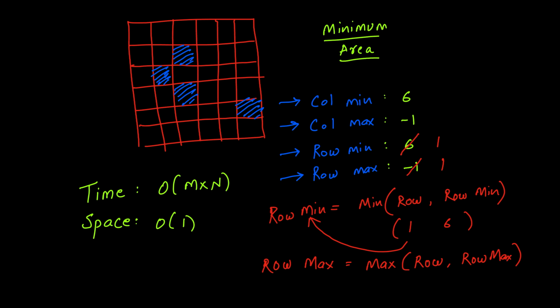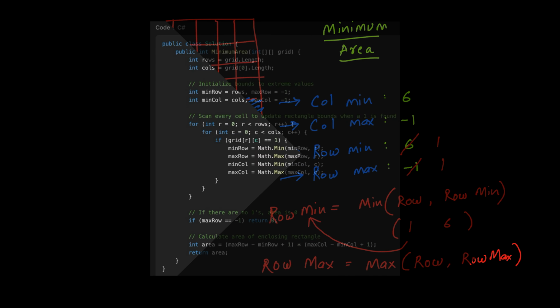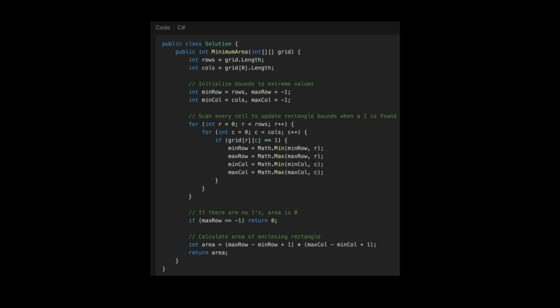Let me show you how we can implement this using C#. In this C# implementation, I've initialized four variables to record the minimum row, maximum row, minimum column and maximum column. On the next line, I'm starting two for loops to iterate through all of the cells in the given grid and compare its value if it is 1.